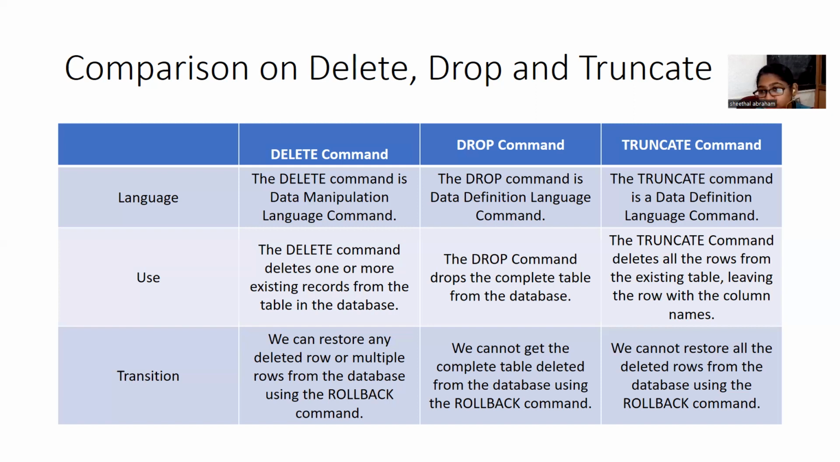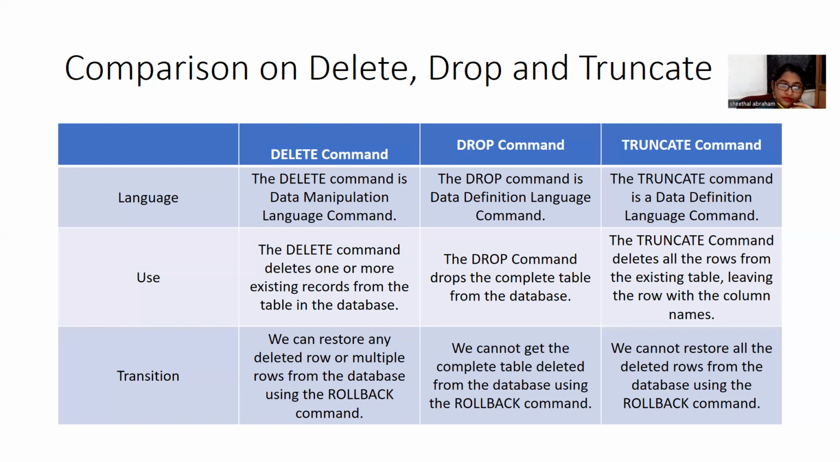Now, based on the use, how can we classify it? The delete command deletes one or more existing records from the table in the database. We can delete one record or more records from the table based on the condition. The drop command drops the complete table from the database, along with its schema. And the truncate command deletes all the rows from the existing table, leaving the row with the column names. Only the row with the column names will be there. That is known as the truncate command.